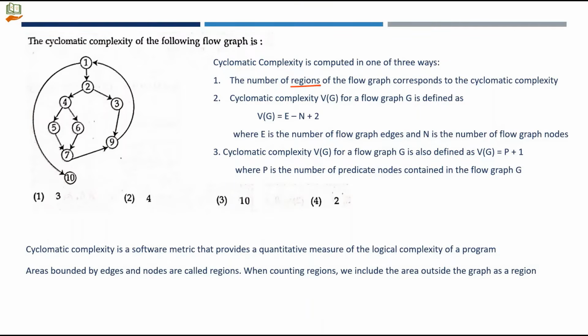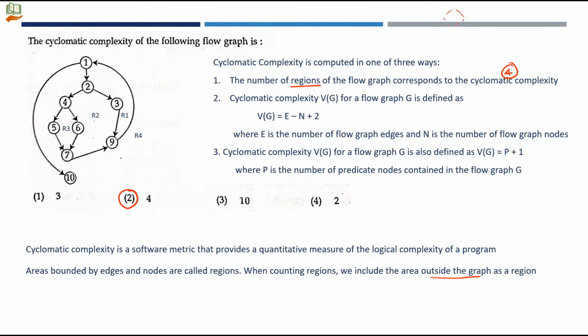The first method is about finding the number of regions. Areas bounded by edges and nodes are called regions. When counting regions, we include the area outside the graph as a region. 1, 2, 3, 9 and 1. This area is R1. Then we have 2, 4, 6, 7, 9, 3 and 2 again. This area is R2. Then this area is R3, and we have to include the area outside the graph as one region, so the outside area is taken as R4. So R1, R2, R3 and R4. It means there are 4 regions, which states that the cyclomatic complexity is 4. Option number 2 will be the right answer.